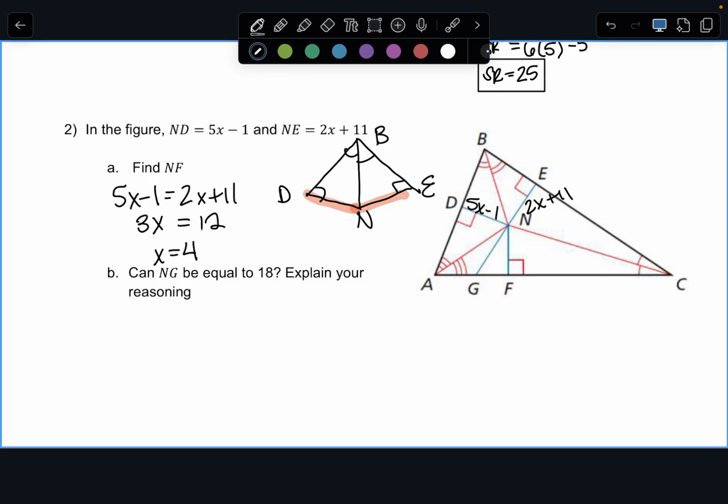Was my question asking for x? No, it's asking for NF. Which of these do I plug x into? The 5x minus 1 or the 2x plus 11? Either. It doesn't matter. They're the same. We just made them the same. So plug it into either.